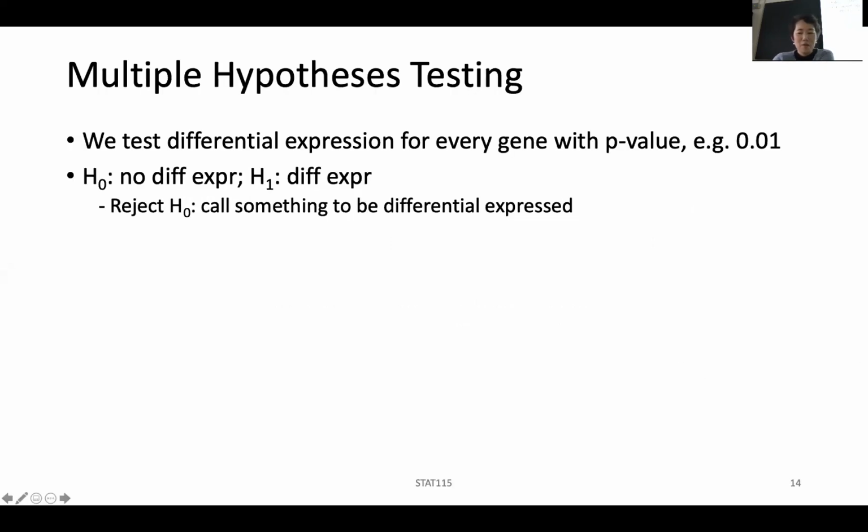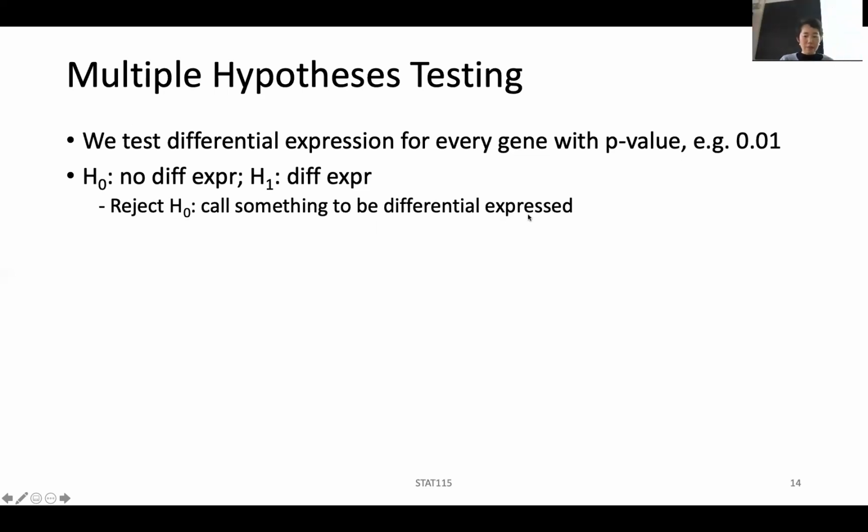So we mentioned here that when we test differential expression for every gene with a p-value, you decide you want to use 0.01 as the cutoff. If you decide a gene is not differentially expressed, that's the null hypothesis. If the gene is really differentially expressed, that's the alternative hypothesis. You will reject the null and call the gene differentially expressed.